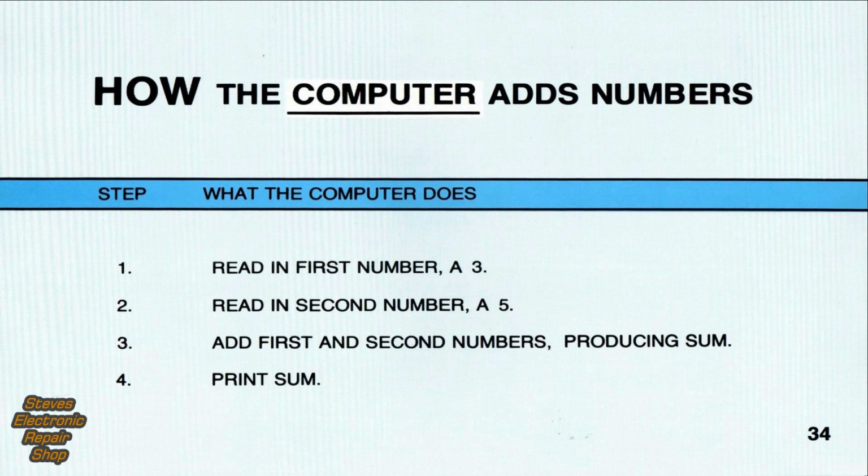Our computer adds numbers using a similar procedure. First, the computer reads in the numbers. The numbers are added, resulting in the sum. Finally, the computer prints the sum. Note the distinct procedure. Nothing is left to doubt. As a programmer, you must tell the computer step by step what you want it to do.